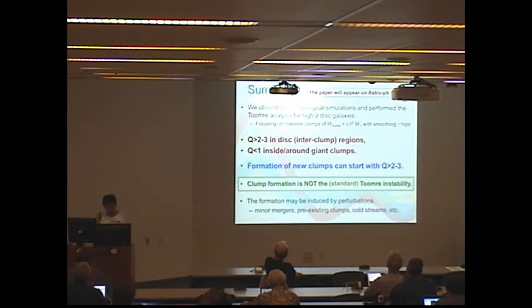Okay, so my summary is here. My main conclusion is that Q is generally high in the disk region, and clump formation starts with high Q. So I can say that clump formation is not the standard Toomre instability. Okay, that's it. Thank you very much.